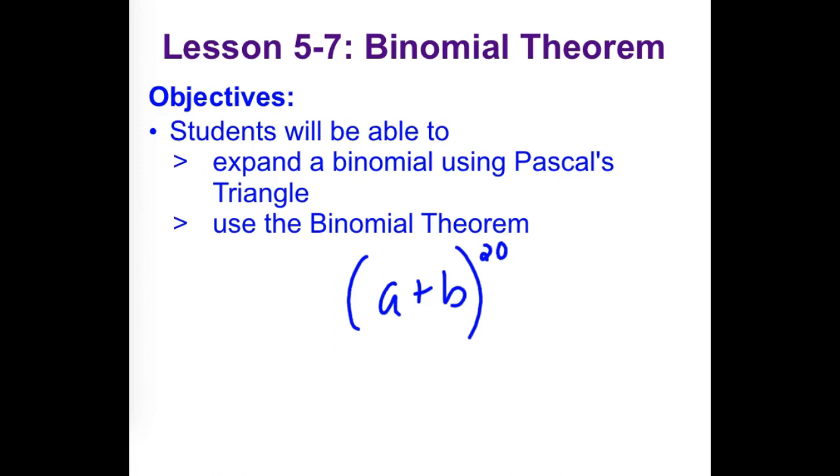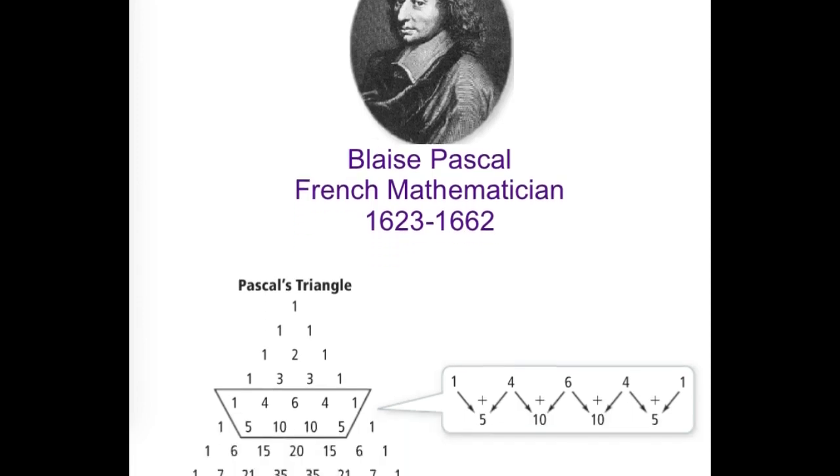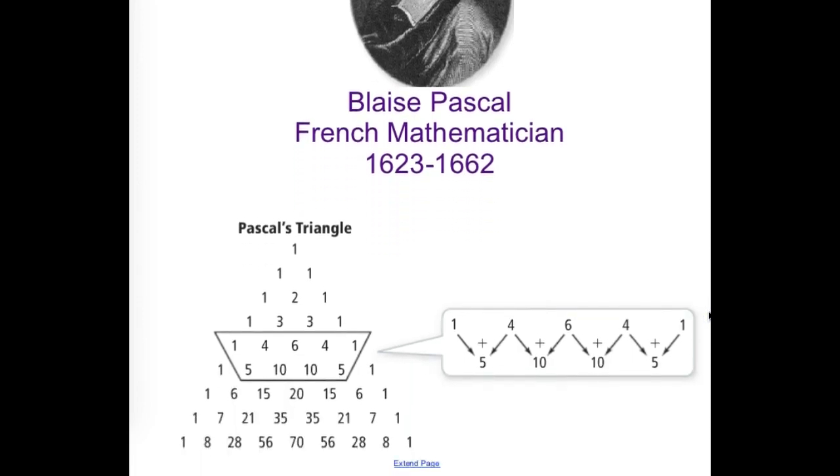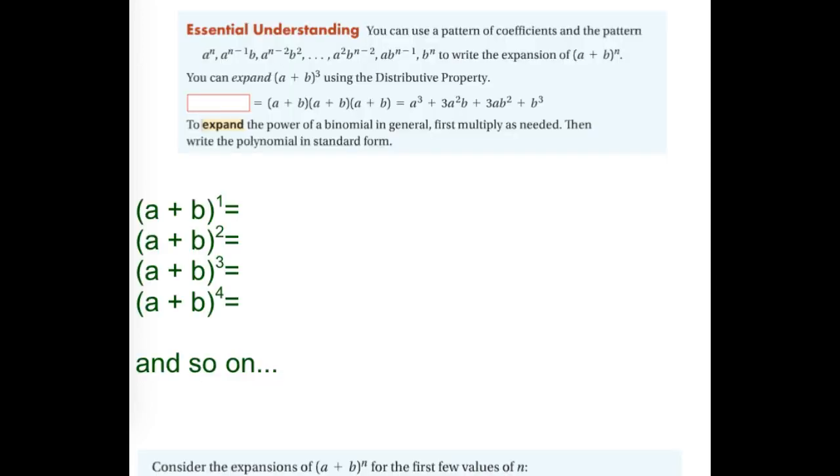Okay. So Pascal is famous for his triangle. We're going to look at where this triangle comes from. We'll come back to this. It says we can use a pattern of coefficients and a pattern for our powers to expand a binomial. Okay. Before we finish that top blurb, I actually want you to try a couple. We know that a plus b to the first power is just a plus b.